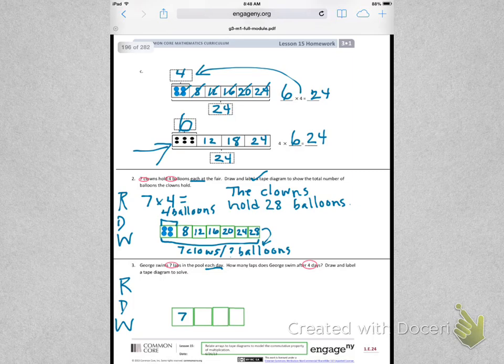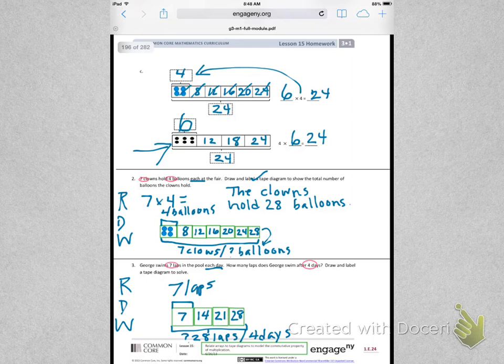Let's skip count so we can see how many total laps there'll be. 7, 14, 21, and 7 more gives us 28. So our total is 28 laps. We also had those 4 boxes, which represented all the days. The 28 laps was our unknown. One box held the 7 laps he swims each day. 7 laps that he does each day.